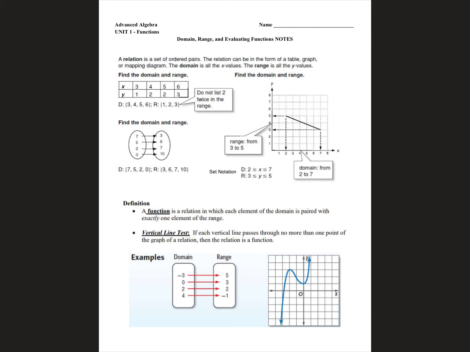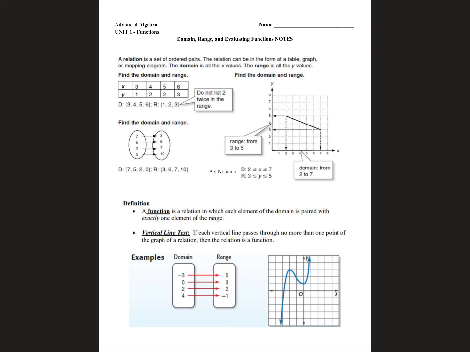So when I go to list out my domain, I'm going to use curly braces and list out those input values of 3, 4, 5, 6. And for my range, I'm going to simply use 1, 2, and 3. Now notice here that the 2 was represented twice. We are not going to list any values that repeat inside domain and range.